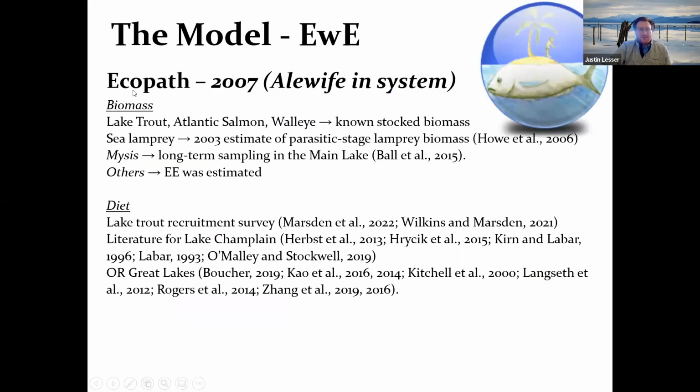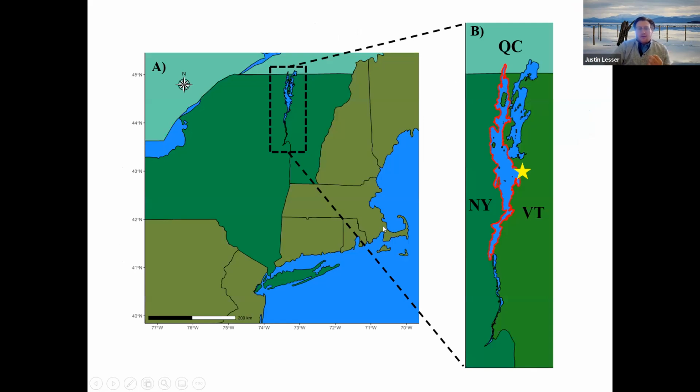So these are some inputs for the Ecopath portion, the static portion, where we chose 2007, after Alewife had already entered the system. We get them from known stock biomass, some estimates that we have, and some papers of long-term sampling. Diet information we can take from tons of different papers that have been published on Lake Champlain, or, if there are none for Lake Champlain, other Great Lakes systems. We put it all together and come up with an Ecopath model. For ours, we focused on the main lake portion of Lake Champlain.